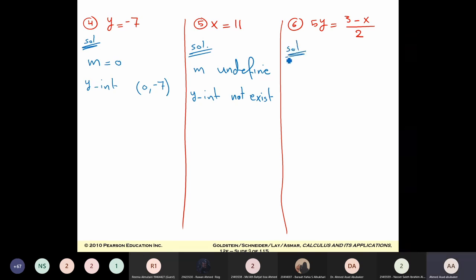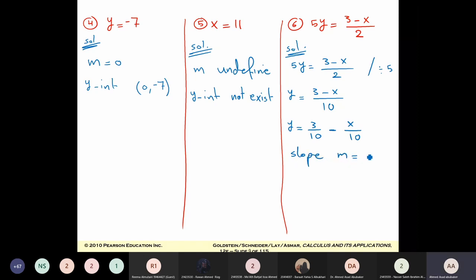Number 6. Firstly, divide by 5 because we need y alone on the left hand side. So we have y equal 3 minus x over 2, and with the 5 we have 10 in the denominator. Now we can distribute the denominator on the numerators. So we have y equal 3 over 10 minus x over 10. So the slope m equal minus 1 over 10, and the y-intercept is (0, 3 over 10). Okay.